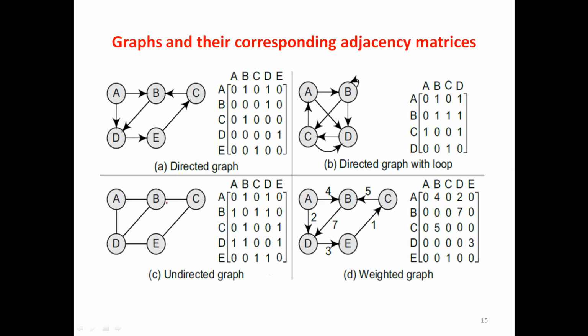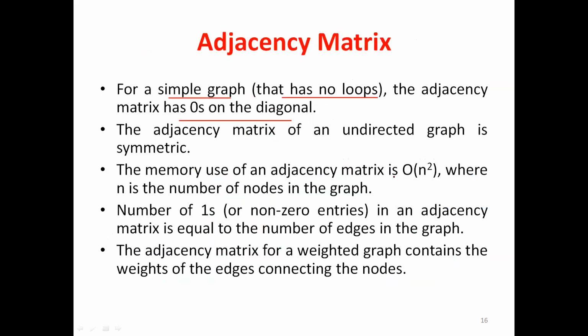When you look at this graph, it is symmetric, because it's an undirected graph. The memory use of an adjacency matrix is order of n square. This is the disadvantage of the adjacency matrix. If there are n vertices, you require n square space. The space obviously increases, even though there are no connections.